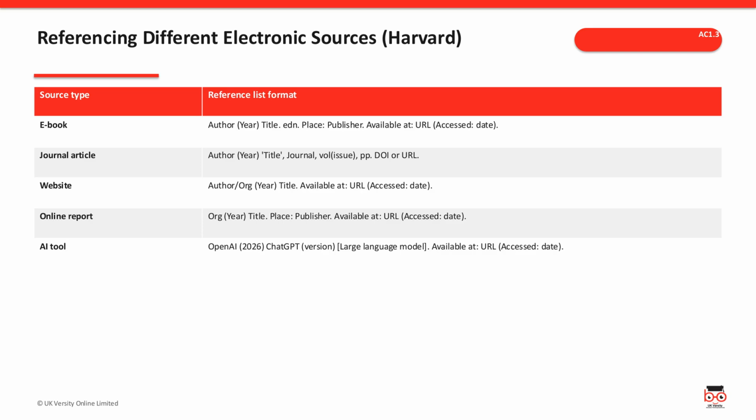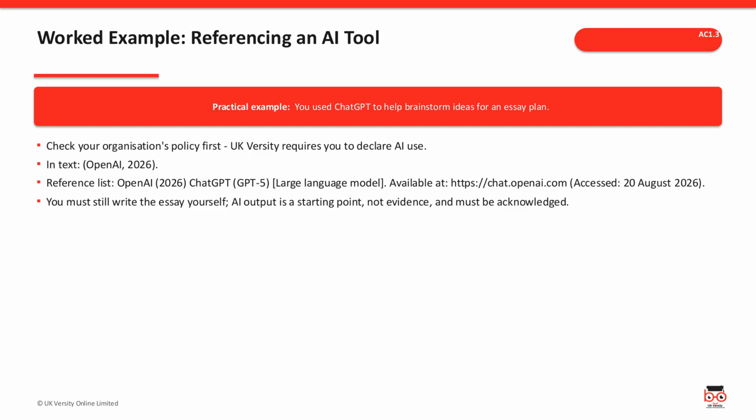An ebook gives author, year, title, edition, place and publisher, then the web address and the date you accessed it, while a journal article adds the article title, journal, volume and pages, plus a DOI or URL. Websites and online reports follow the same logic, and even an AI tool has its own format. The reassuring part is that once you've done a couple, the rhythm of author, year, title, and where to find it becomes familiar.